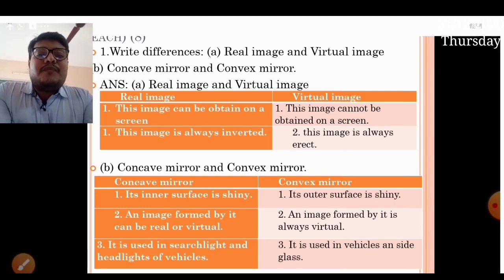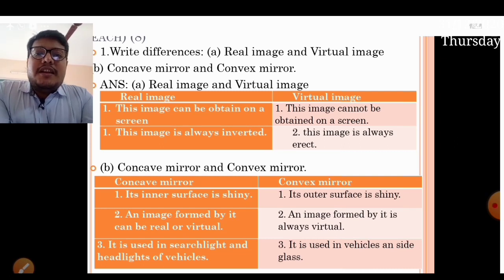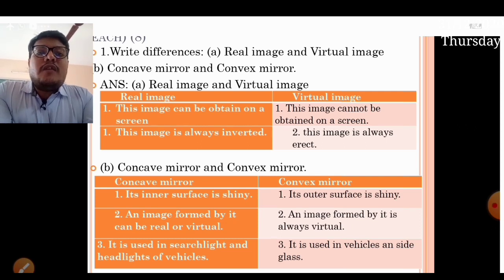Let's see again, concave mirror inner surface is shiny, convex mirror outer surface is shiny. In concave mirror real and virtual image both can form. In convex, always virtual image forms. Concave mirror is used in searchlight and headlights of vehicle, convex mirror as a side view mirror, right, or side glass. So this was two difference. First question is done. Let's go for second question.